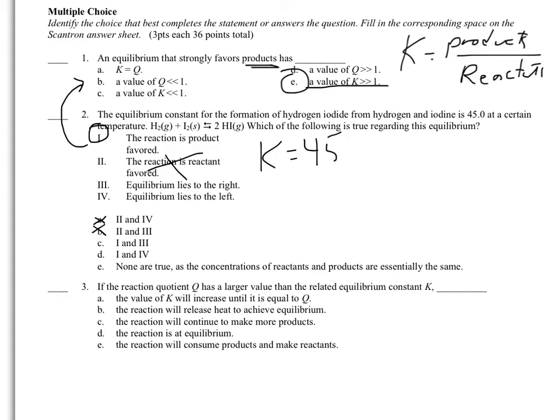Since it's product favored, the equilibrium is going to lie to the right. And so we're looking for things that contain 1 and 3. And so the answer is C, 1 and 3.